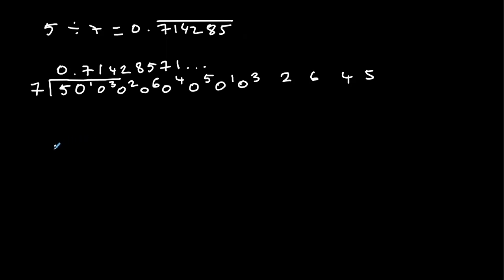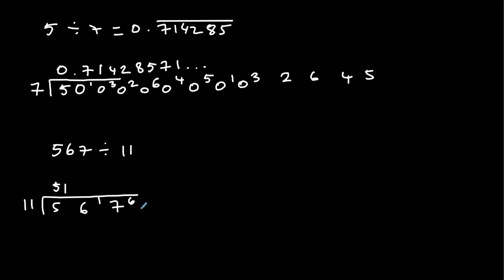Okay, let's do 567 divided by 11. So again, we can see that this has a factor that's not just 2 and 5, so it's got a factor of 11. So that means it's going to be a recurring decimal. So 11 goes into 56 5 times with a remainder of 1. 11 goes into 17 once with a remainder of 6. 11 goes into 60.